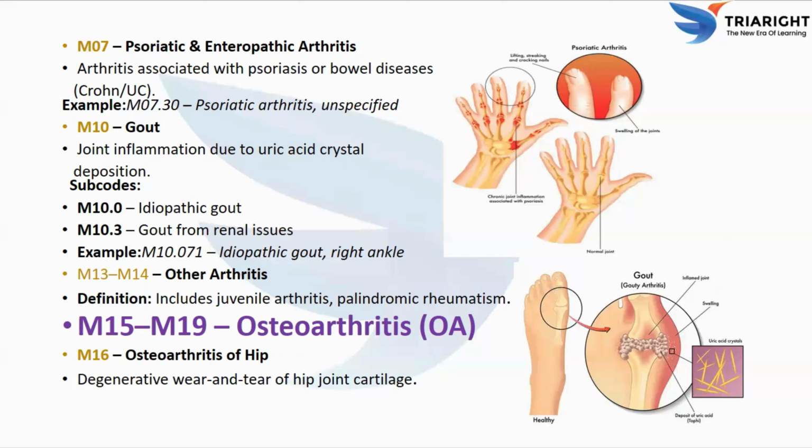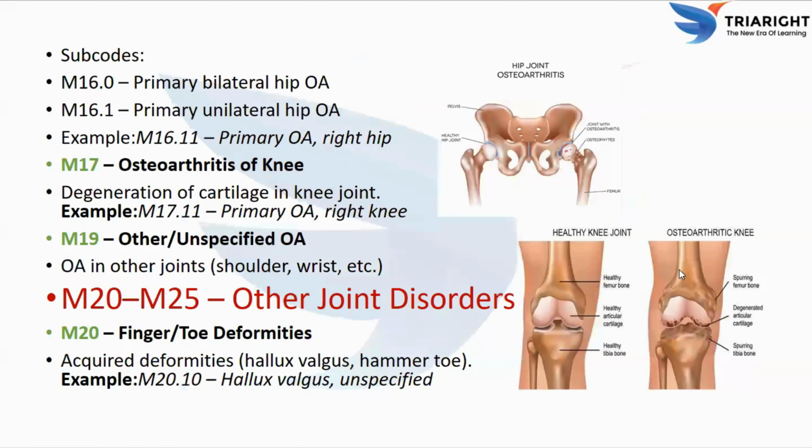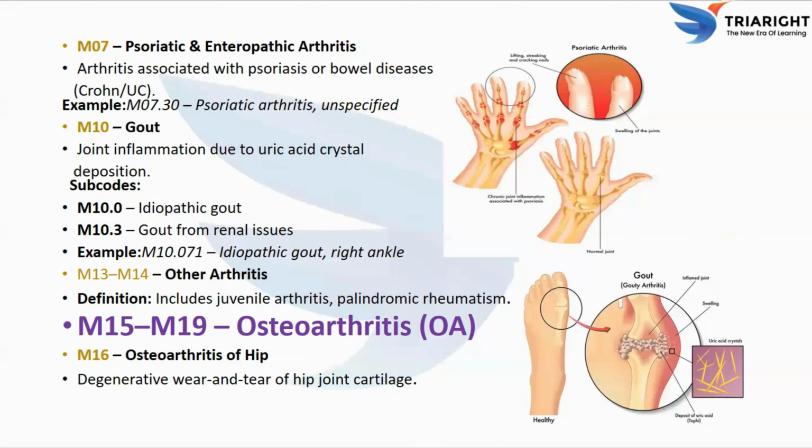So what are the bowel diseases? They are seen with Crohn's disease and ulcerative colitis. These patients may have bowel flare-ups along with the joint pain. For example, when we take M07.30, it is psoriatic arthritis unspecified. Whenever psoriatic arthritis is diagnosed in the patient's record, you must assign the code from the M code series.